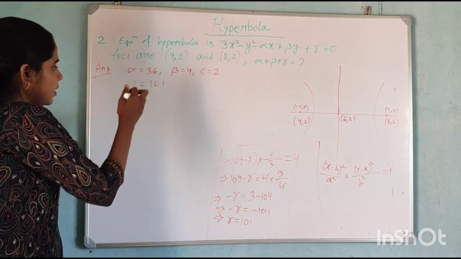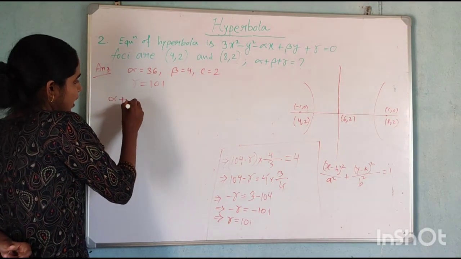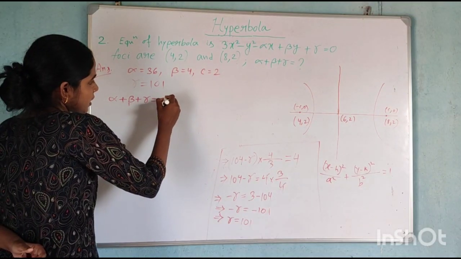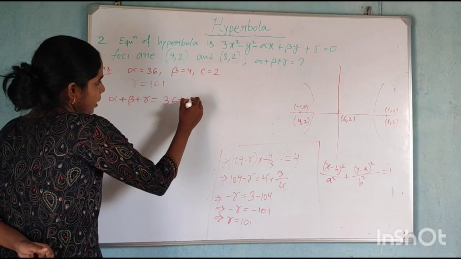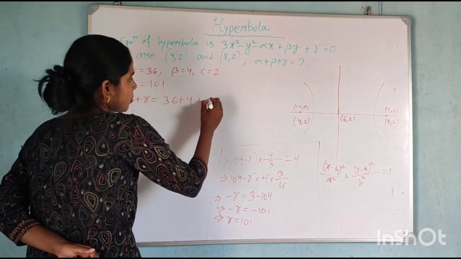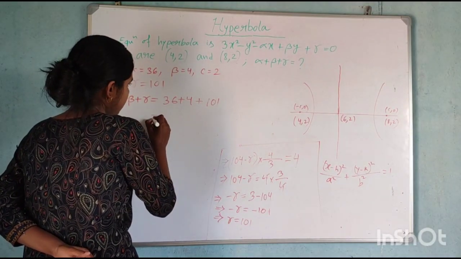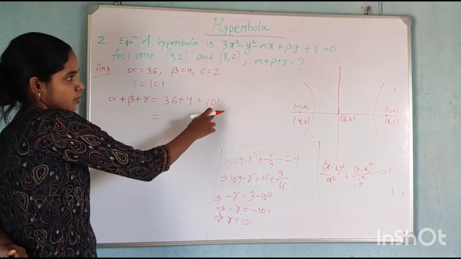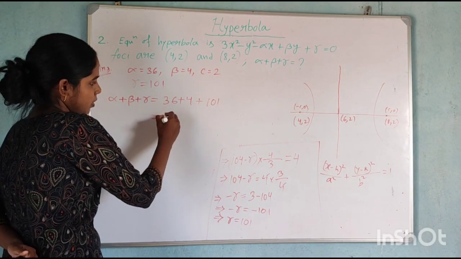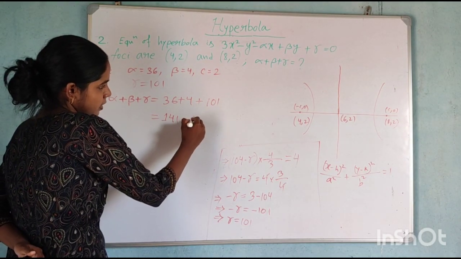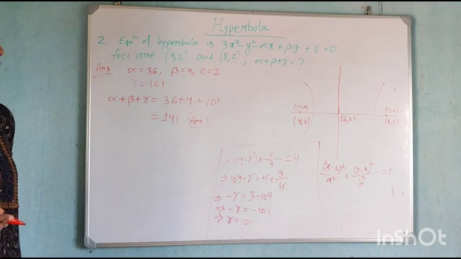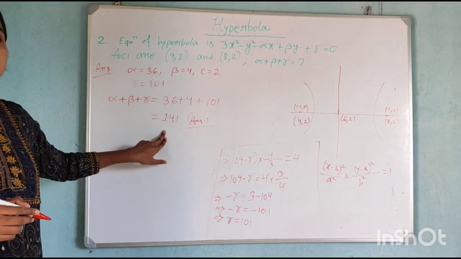Okay. So we have the alpha value, beta value and gamma value. Now we can derive alpha plus beta plus gamma. Alpha plus beta plus gamma equal to 36 plus 4 plus 101. So 40, 141. Okay. This is your answer. See the option. 141 is your answer.